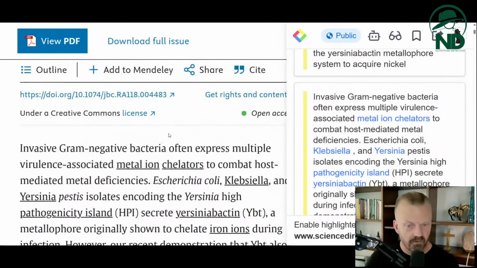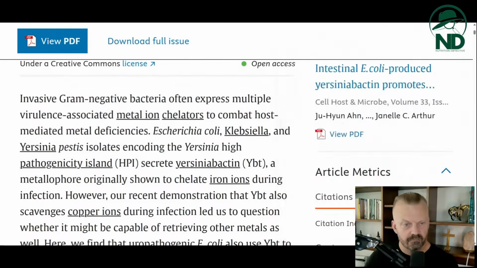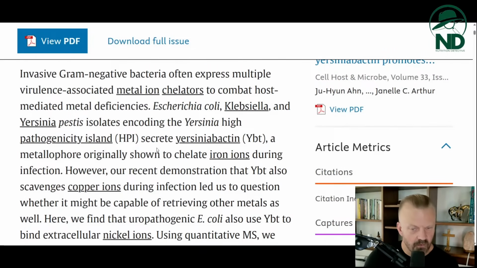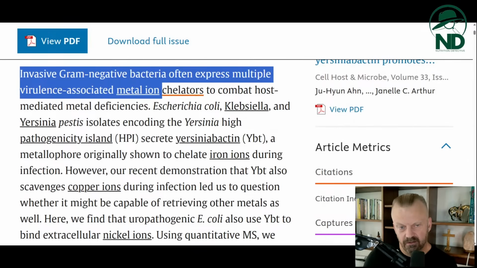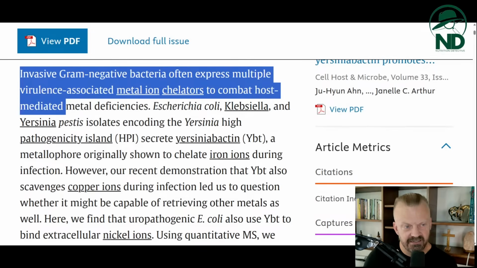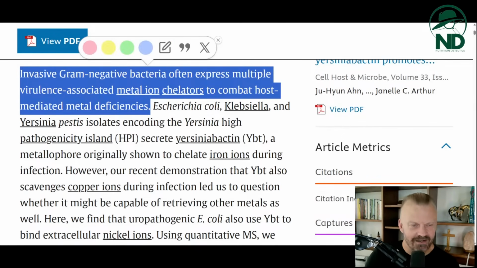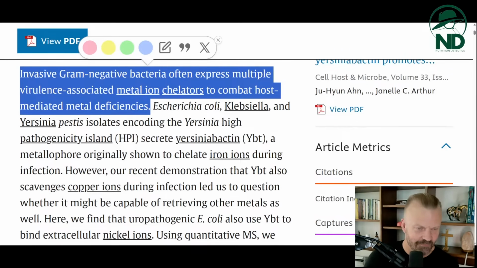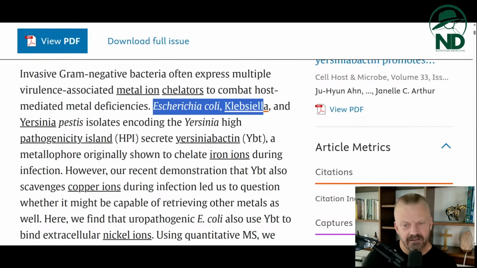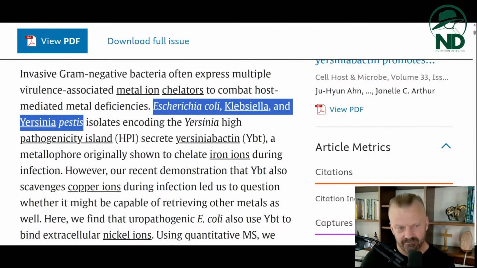Invasive gram-negative bacteria. Okay. So I wanted to hit on the E. coli here. Virulence associated, as in it makes them dangerous, metal ion chelators to combat host-mediated metal deficiencies. Like your body is trying to keep things away from these bacteria. E. coli, Klebsiella, and Yersinia pestis, as in the plague.